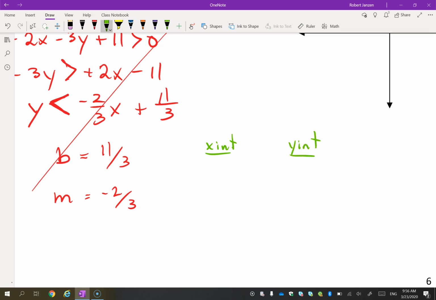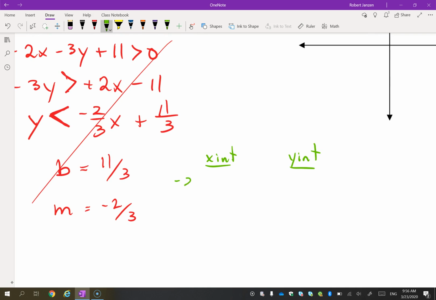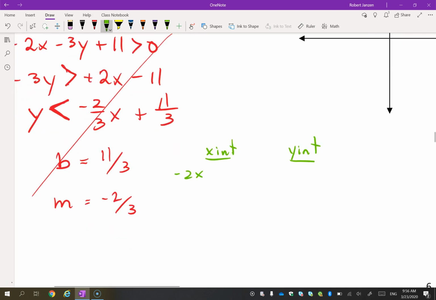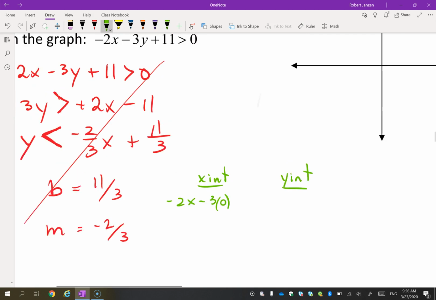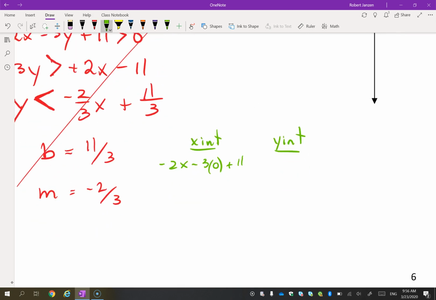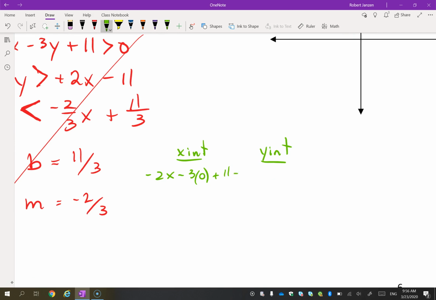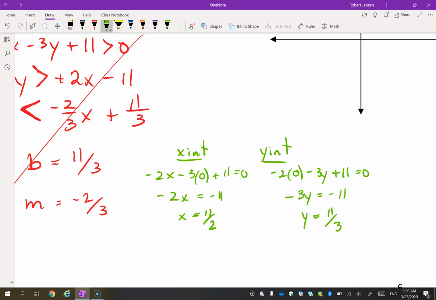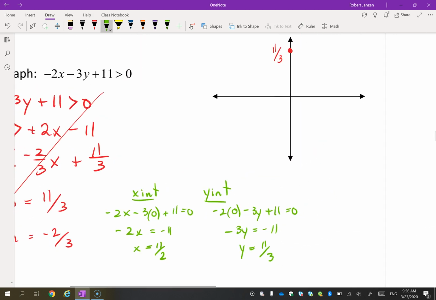Now I already know what the y-intercept is, but let's just do it anyway. So negative 2x minus 3 times 0 plus 11 equals 0. So negative 2x equals negative 11. x is 11 over 2. And we already did this. If I go for the y-intercept, negative 3y is negative 11. y is 11/3. Okay, so I have that.